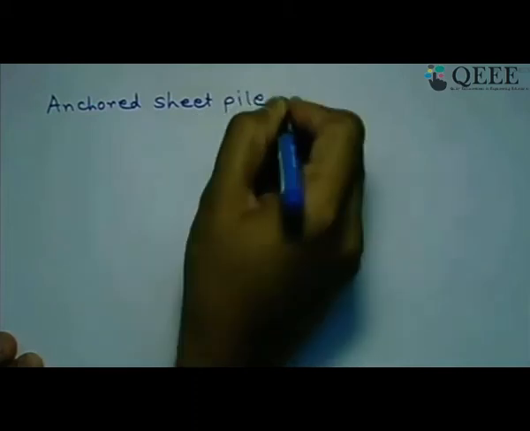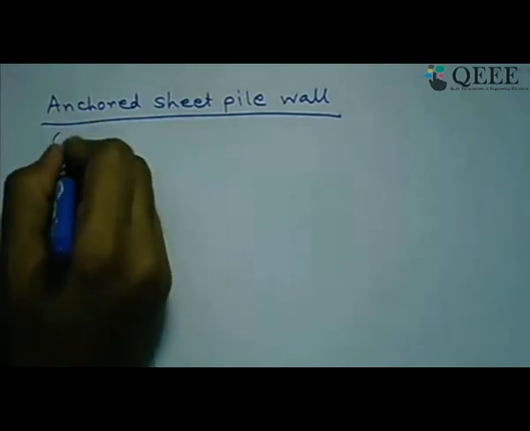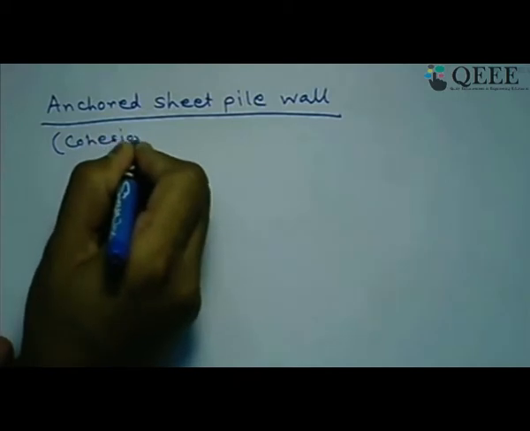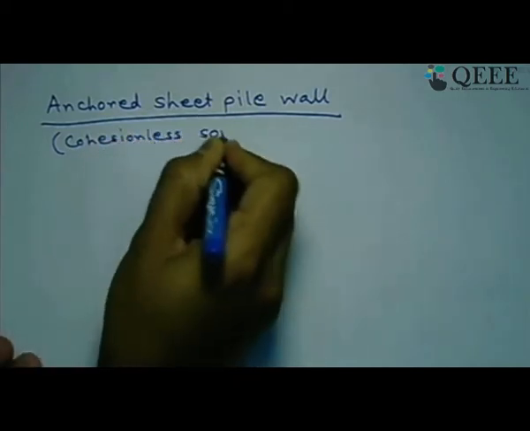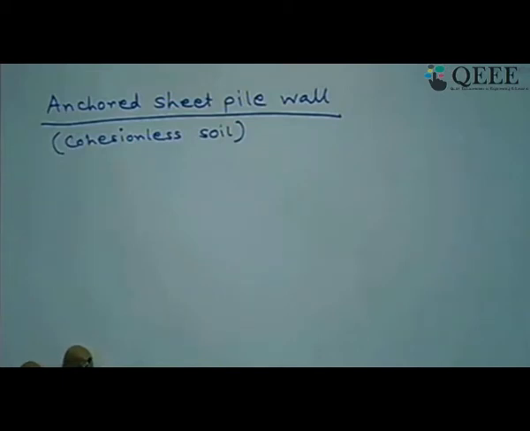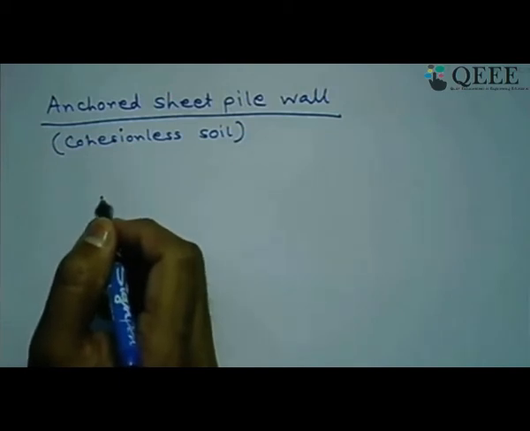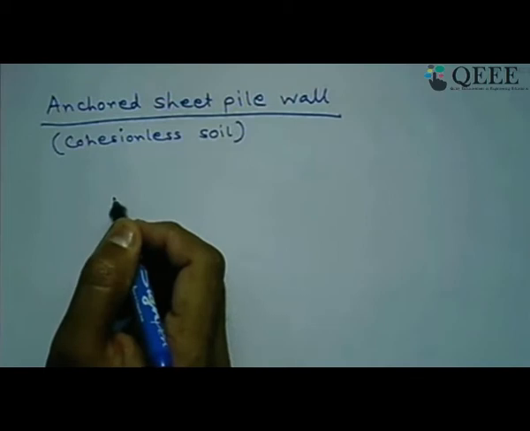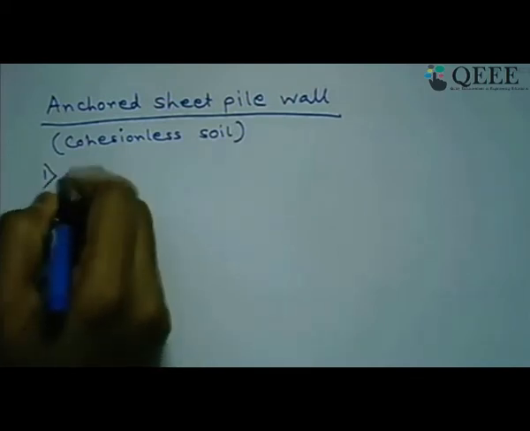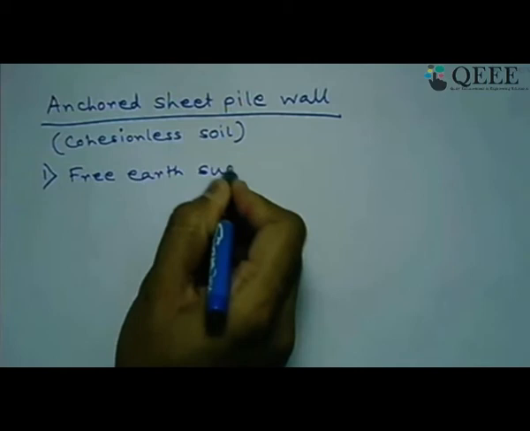So for anchored sheet pile wall design, let us first try to understand how we do all the analysis. Let us first consider cohesionless soil only, because if we understand the mechanics behind any one type of soil, we can extend it to other types of soil as well. Now, as I was telling, for an anchored sheet pile wall we have the possibility of two different types of fixity. One is called fixed earth support, another is called free earth support. Let us say the first one we are considering is the free earth support system.